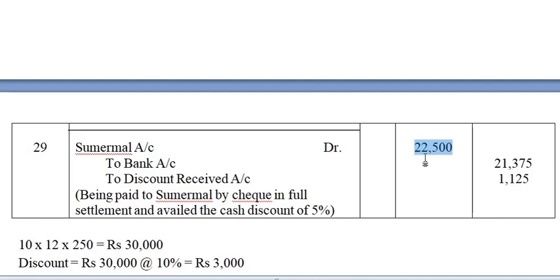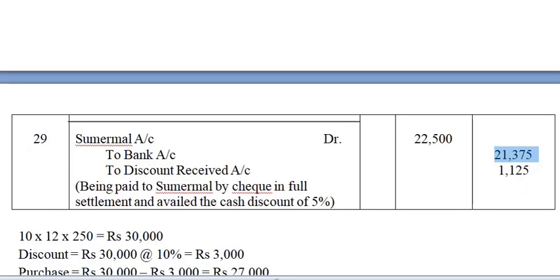But since Dhartiram is now eligible for this cash discount, he will receive the cash discount of 5%. How will we calculate this cash discount? 5% of 22,500, it will be 1,125. So 22,500 minus 1,125 will be 21,375. So that was your question number 8.